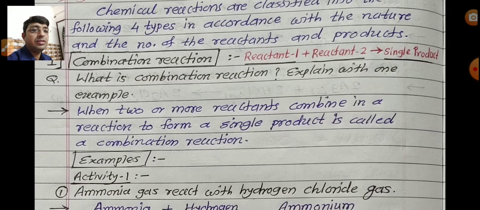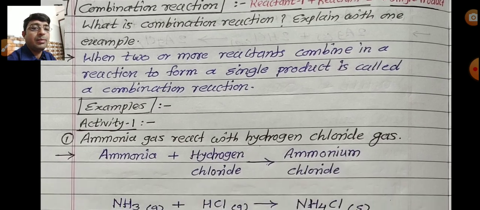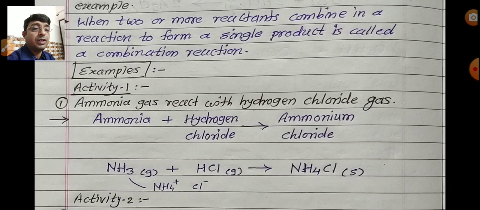So what is the definition? When two or more reactants combine in a reaction to form a single product, it is called a combination reaction. For example, those three activities are given. So any one reaction is asked in the exam for a minimum of 2 marks. So what is the first one? Ammonia gas reacts with hydrogen chloride gas. So ammonia plus hydrogen chloride forms ammonium chloride. Two reactants but the product is one.